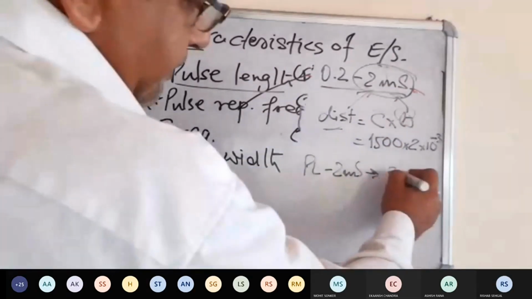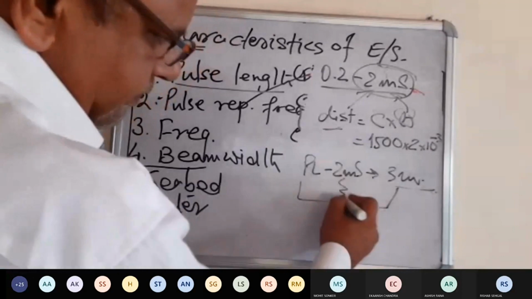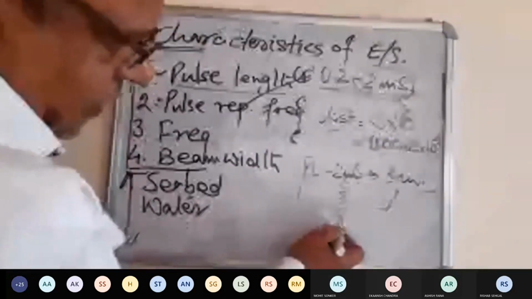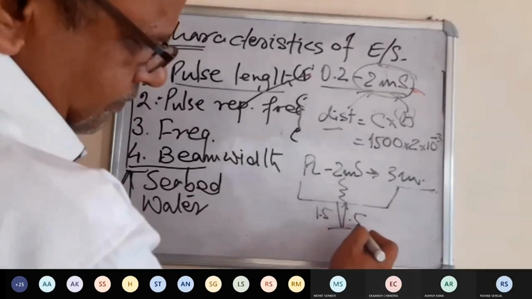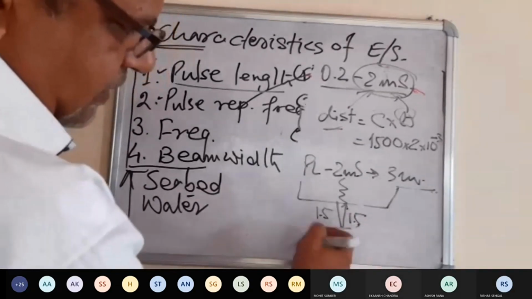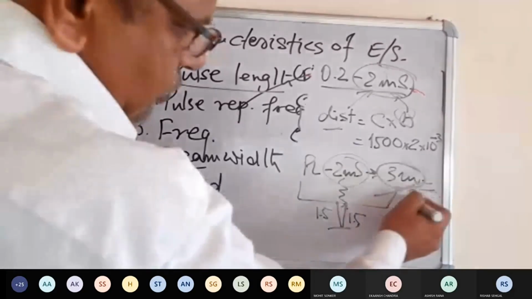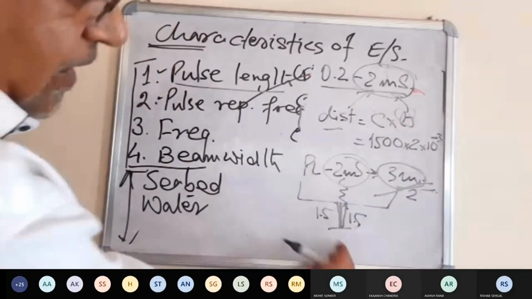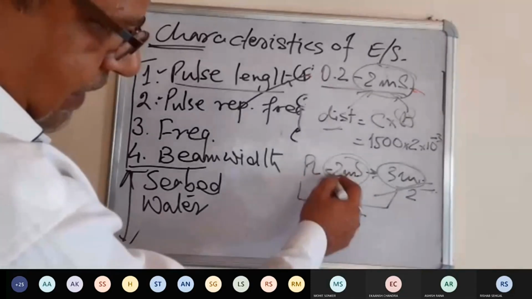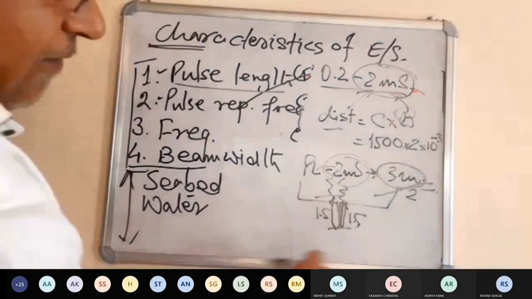Is it 3 meters? Yes, sir. 3 meters. That means the minimum depth it can read is 1.5 meters going and 1.5 meters coming. Total pulse length converted into distance, divided by 2, is the minimum depth that can be read. Going 1.5 meters, coming back 1.5 meters. Total pulse length was like this, which was 3 meters.